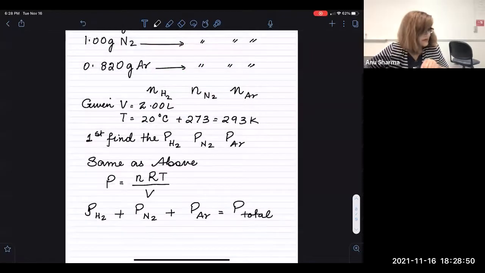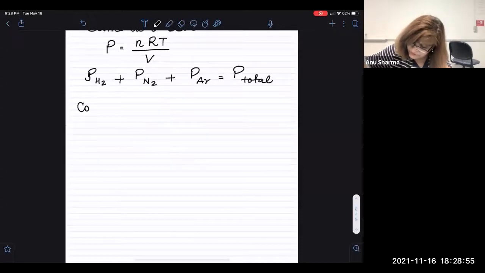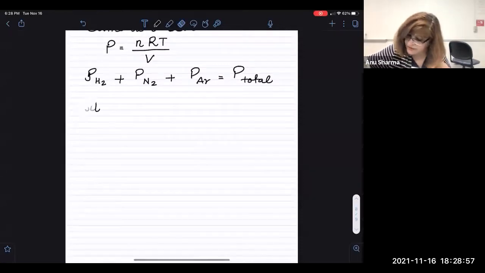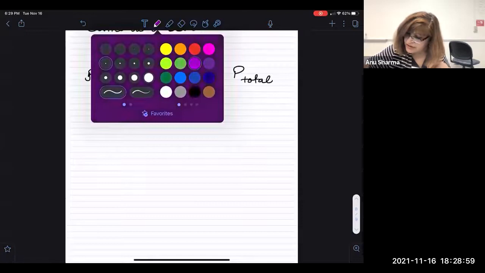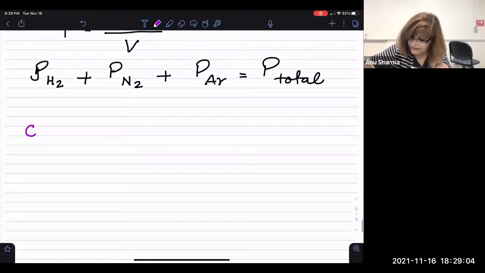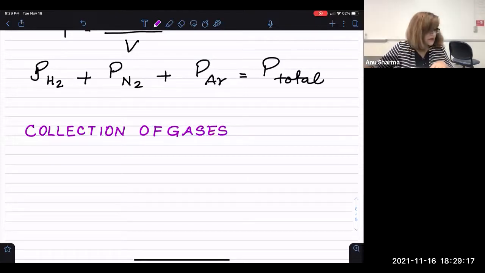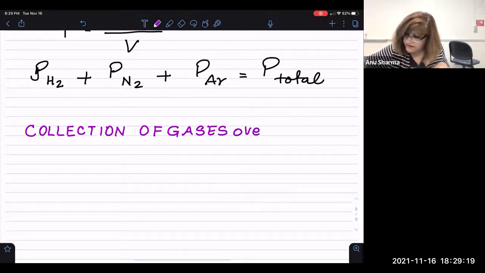So let's look now at the collection of gases over water. This is the lab you actually did, right? Just put down, collection of gases. This is the lab where you collected hydrogen in the eudiometer. Same story here, collection of gases over water. So how did you get this?